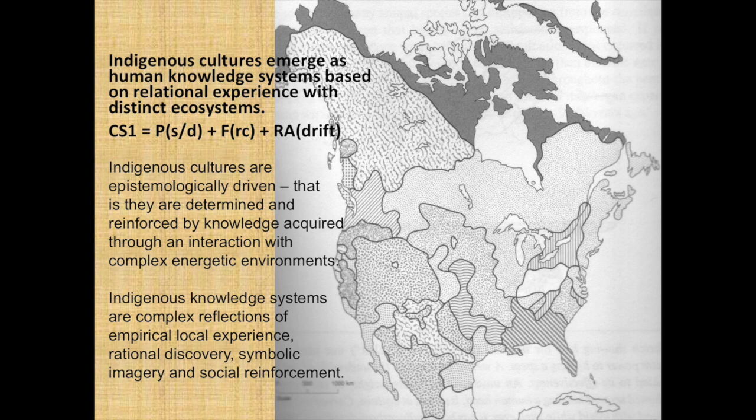When all of these things work together, then an indigenous society has a much better possibility of survival and continuance. Indigenous cultures are epistemologically driven. That is, they are determined and reinforced by knowledge acquired through an interaction with complex energetic environments. And indigenous knowledge systems are complex relations and reflections of empirical local experience, rational discovery, symbolic imagery, and social reinforcement.